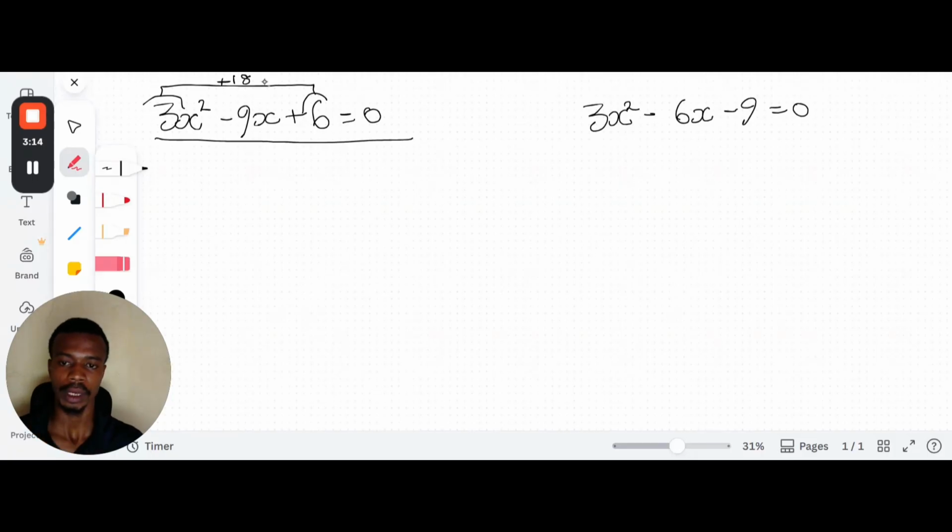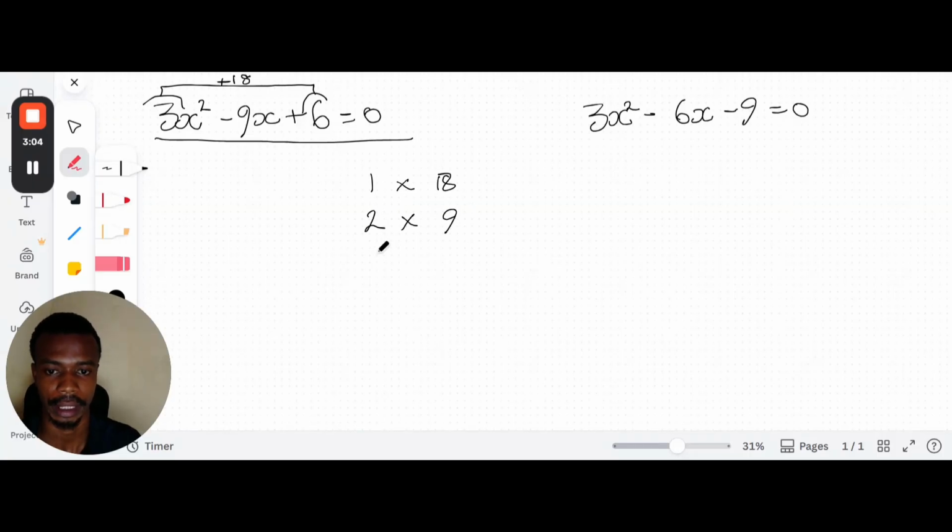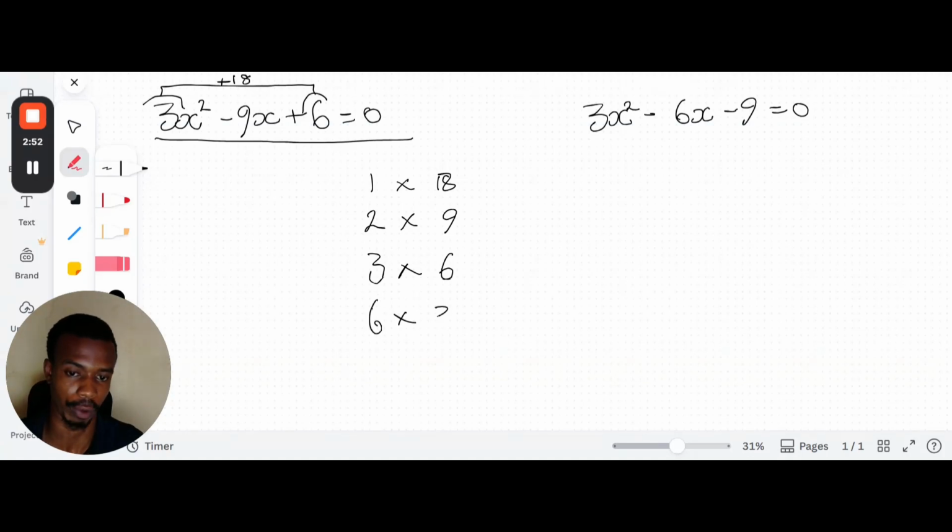So what are the factors of 18? 1 times 18 gives you 18. 2 times 9 gives you 18. 3 times 6 gives you 18. Apart from 1, 2, and 3, nothing else can give you 18. We're going to have 6 times 3, which is the same thing as this, you see. So it's still the same thing. You don't need to write that down. We have these 3 to give us 18. Which of these can give us 9? Only this can give us 9.